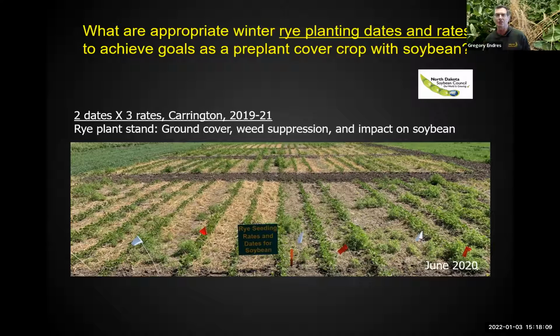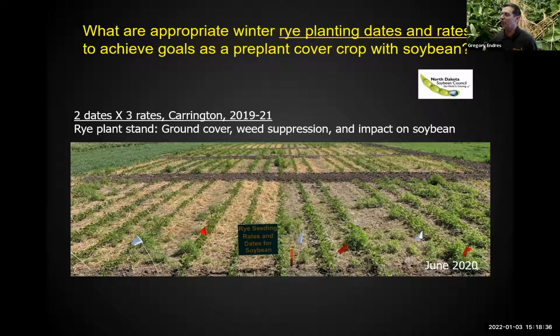So we're trying to answer the question, if a person is planting rye in the fall, what time should they plant and what rate should they plant? And we're working on answers, but before we get answers, we have to ask some more questions of the producer. Primarily, what are your goals with the cover crop? And we had hoped that they would say it would be for ground cover to reduce soil erosion. It might be for soil moisture management.